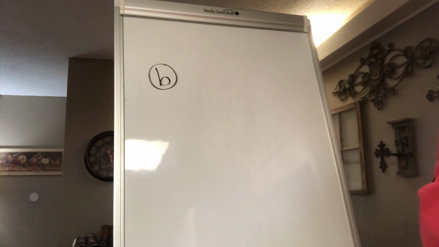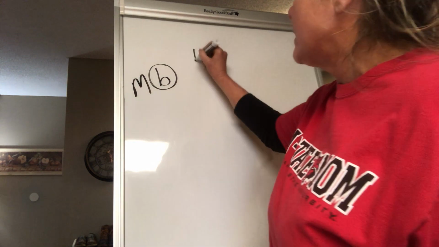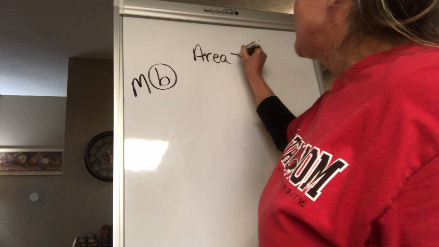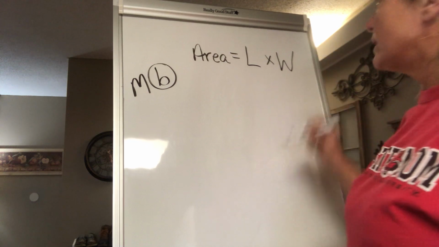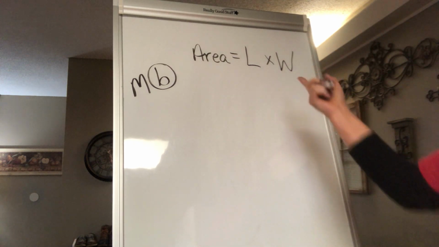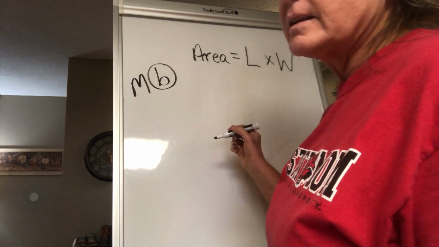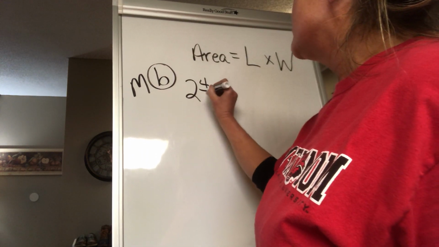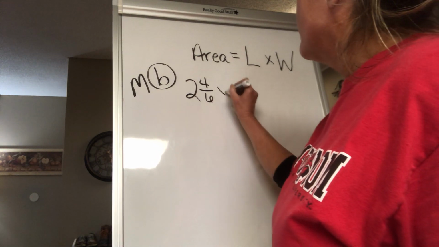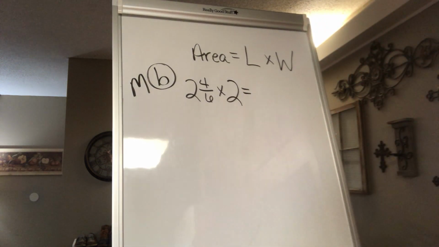Now, first of all, I think that I'm going to be multiplying, and I simply think that because it says area. Anytime we're finding area, we know that area is length times width. So, if I'm going to be finding area, I know I'm going to be multiplying. Okay, now it tells me that the length is 2 4/6 feet, and the width is 2 feet.